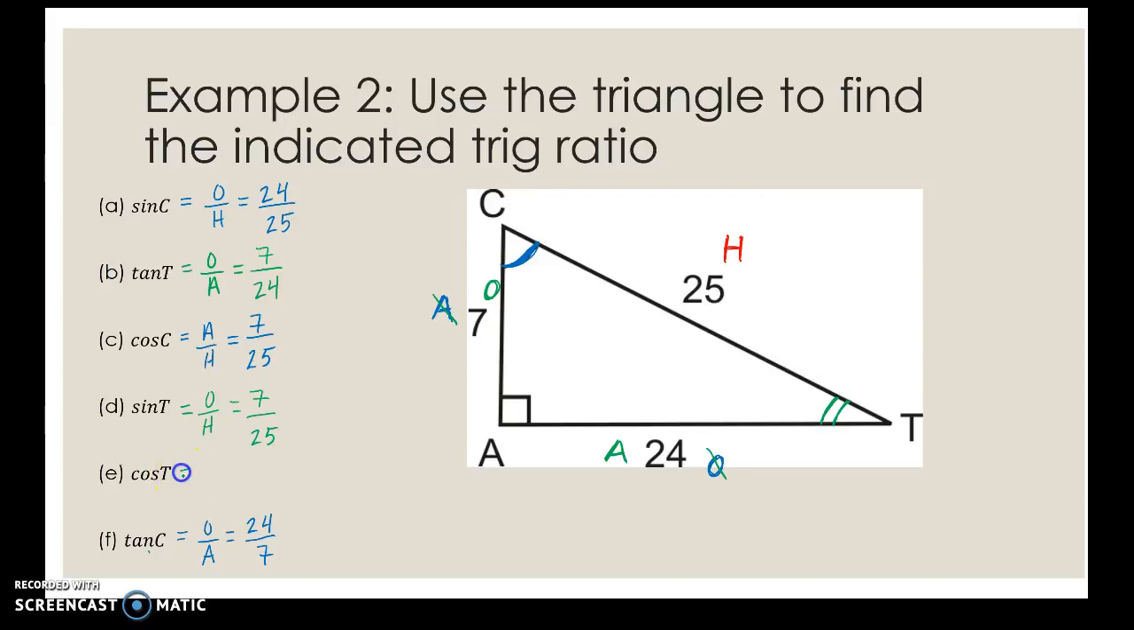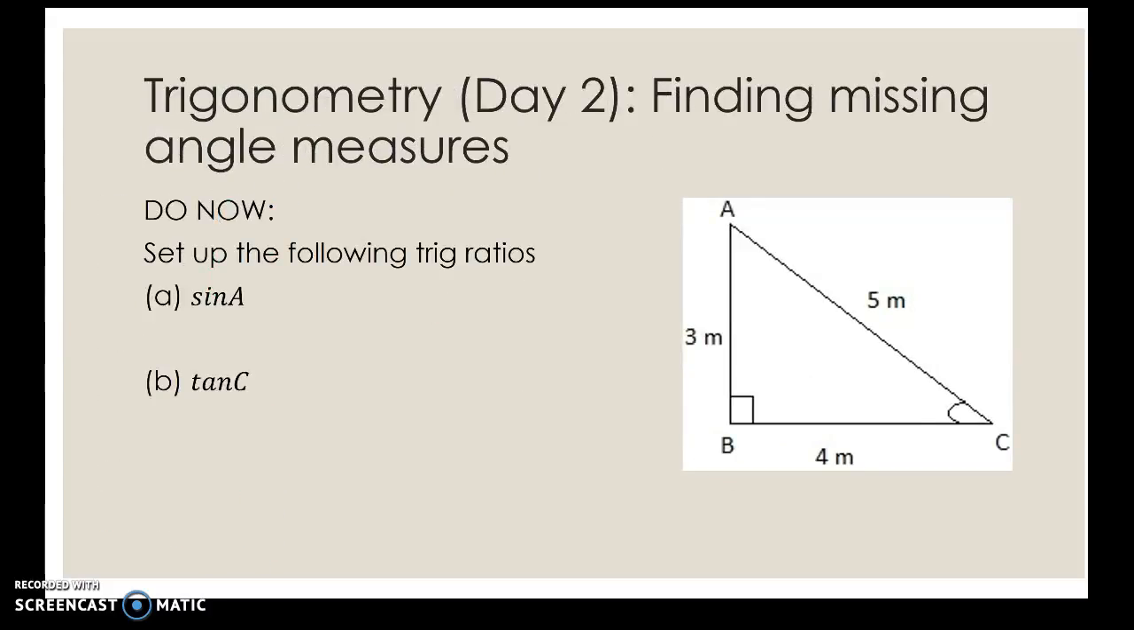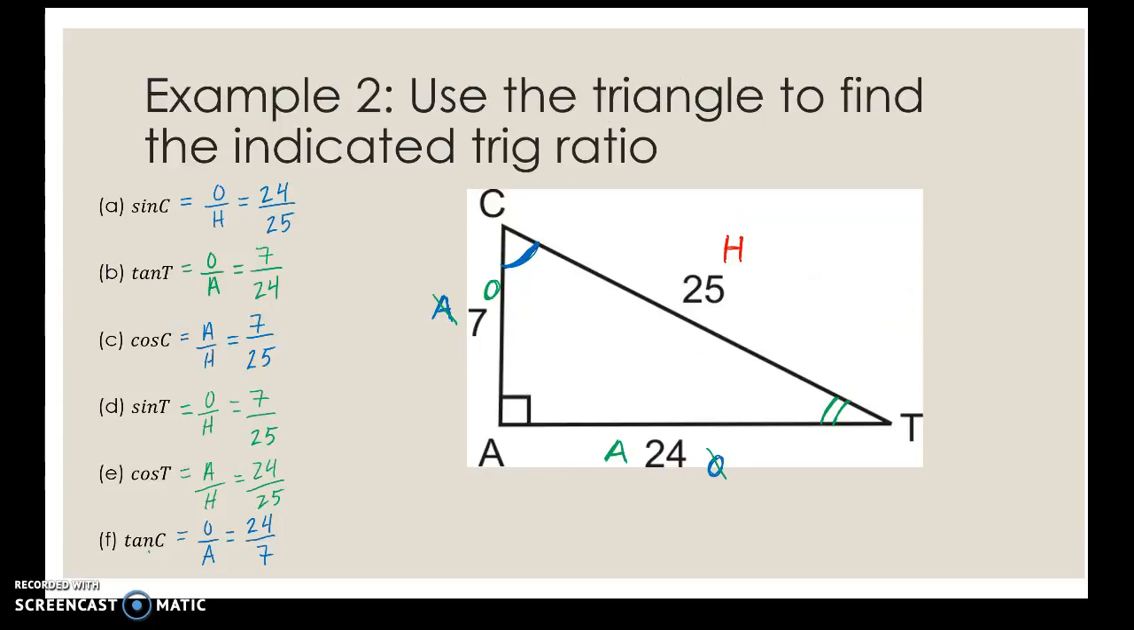And then lastly, the cosine of T is the adjacent side to the hypotenuse. So for angle T, the adjacent side has a length of 24 and the hypotenuse is 25. And we'll finish there for today.